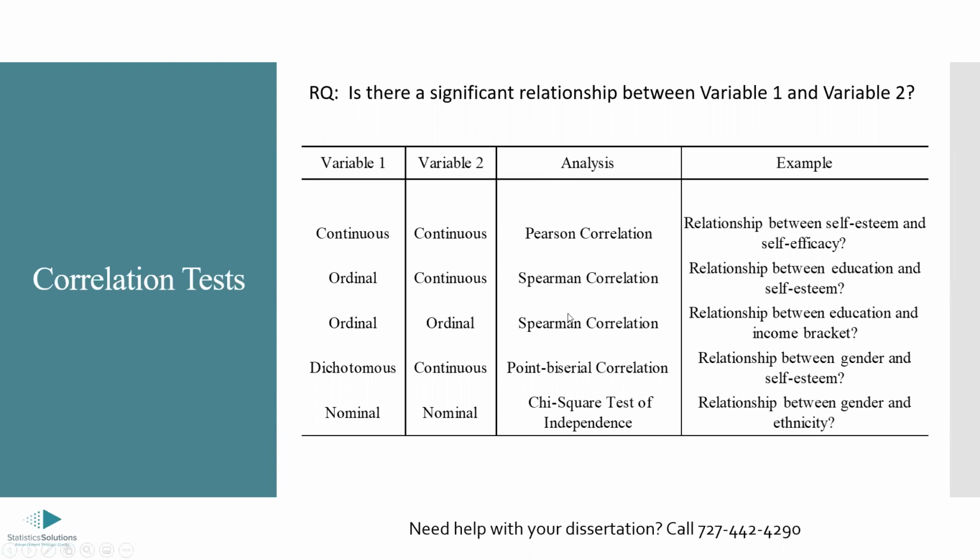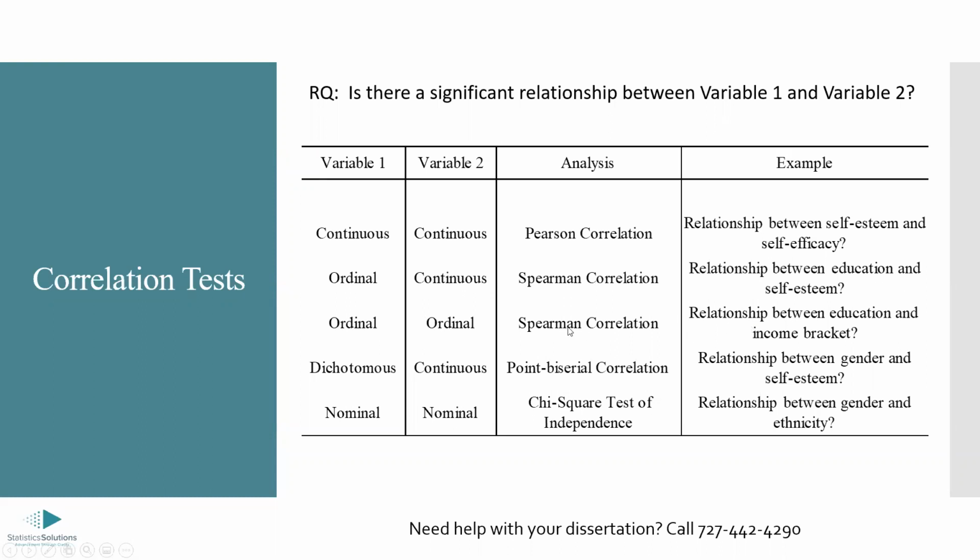So a Spearman correlation is a non-parametric analysis, and it's used when you're testing the relationship between two variables when at least one of them is ordinal. Remember how I mentioned ordinal variables? An example of that is education, because it falls in a hierarchy. So in this second example, we have education and self-esteem, and we want to see the association between those two. Education is ordinal and self-esteem is continuous. So you would run a Spearman correlation.